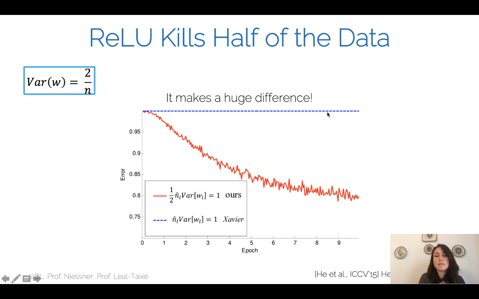You see here that the error is not improving at all. But when we change it to this 2 over n value, then the network suddenly starts to train and the error starts going down. So this tiny change actually makes a huge difference, which speaks towards the importance of the initialization.